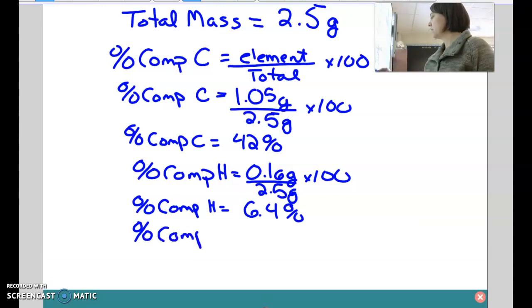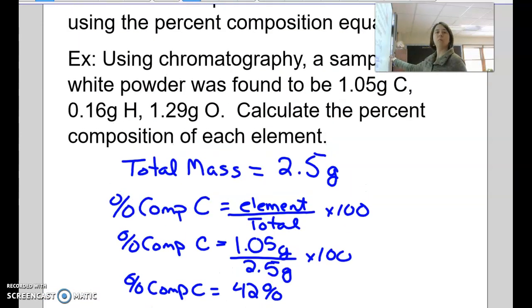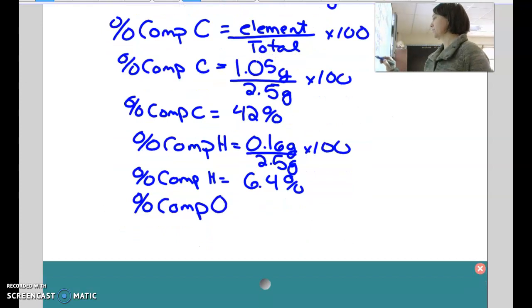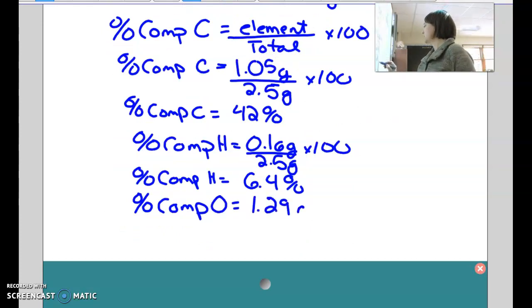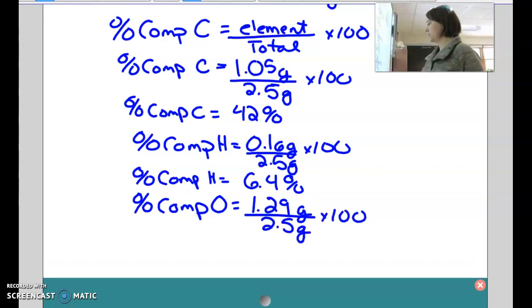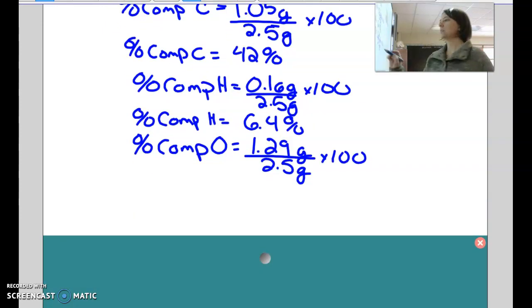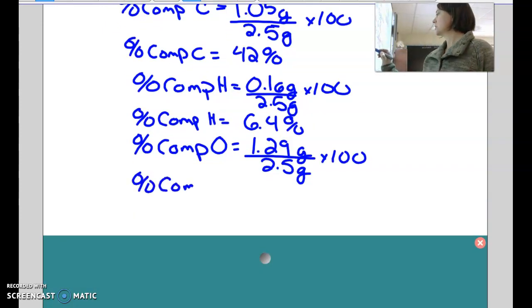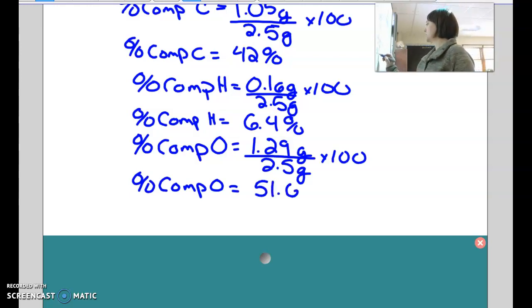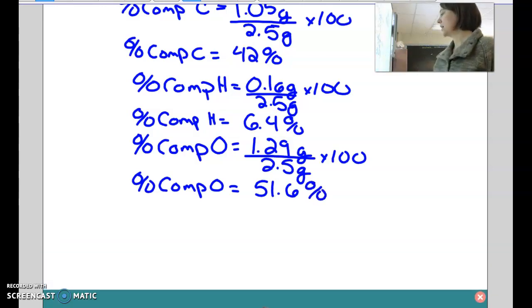And then again, percent comp of oxygen is going to be 1.29 grams over 2.5 grams times 100, and our percent composition oxygen equals 1.29 divided by 2.5 times 100 equals 51.6%.